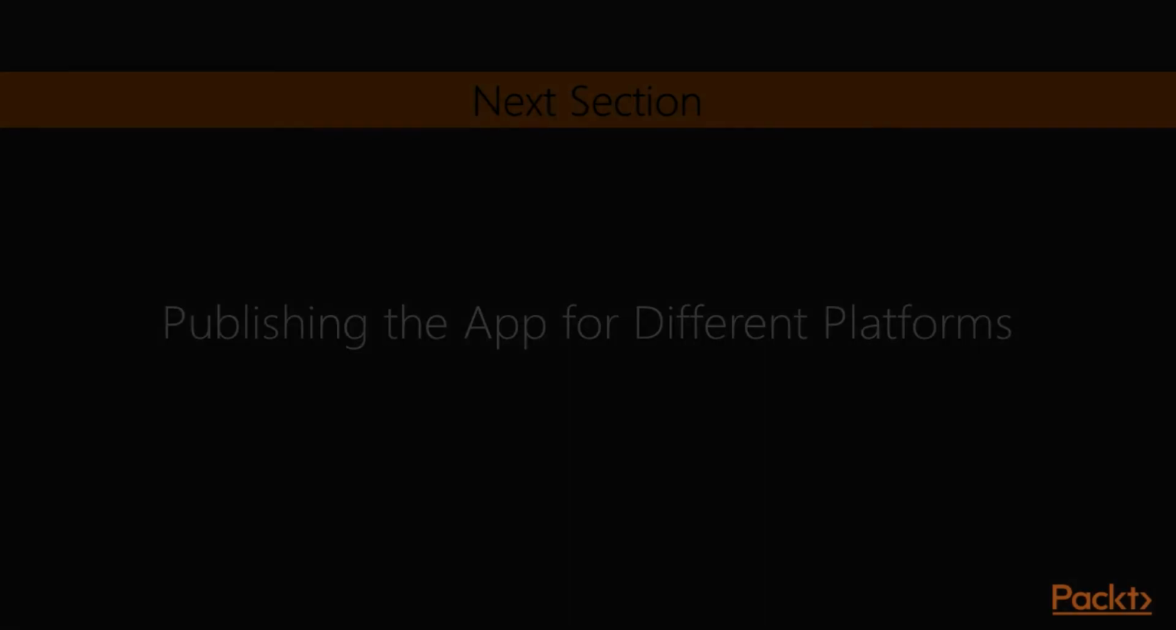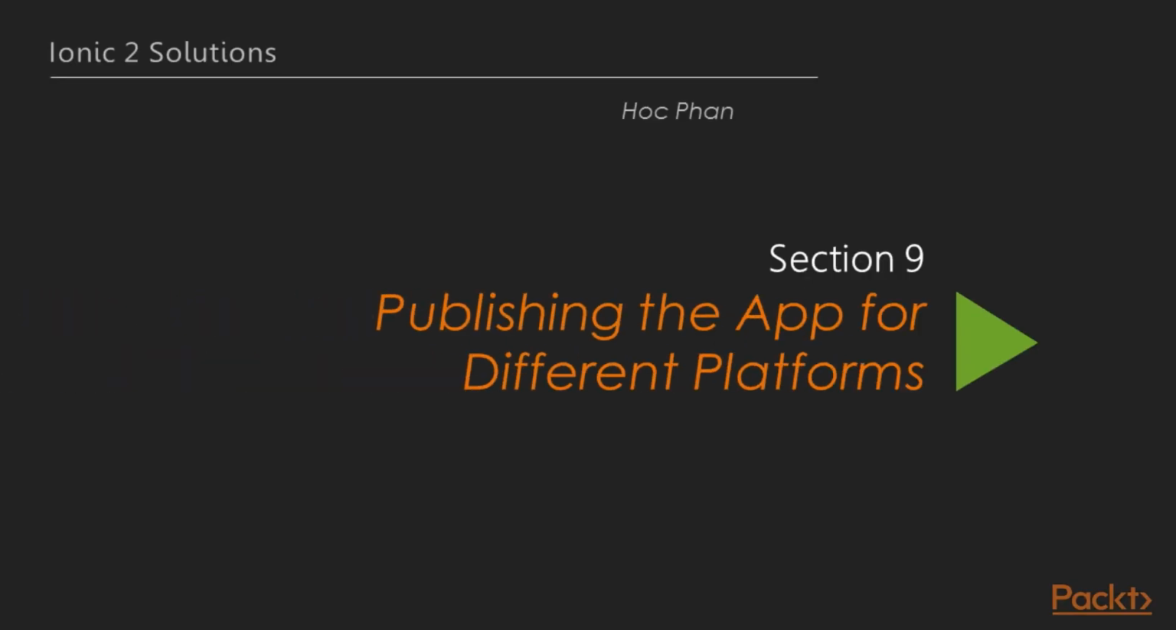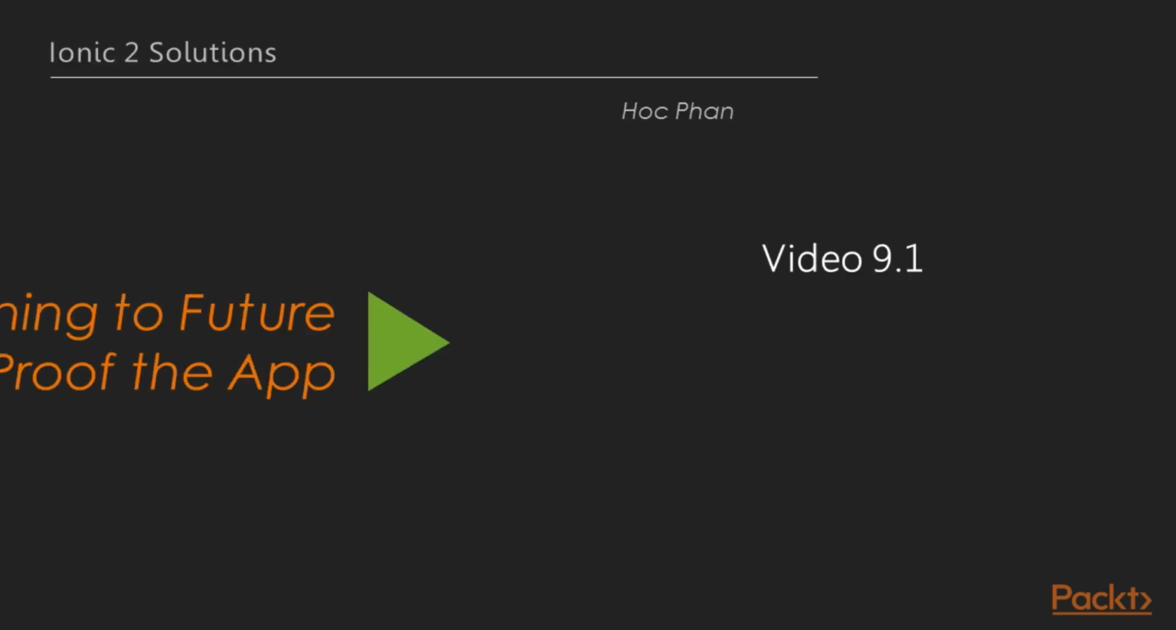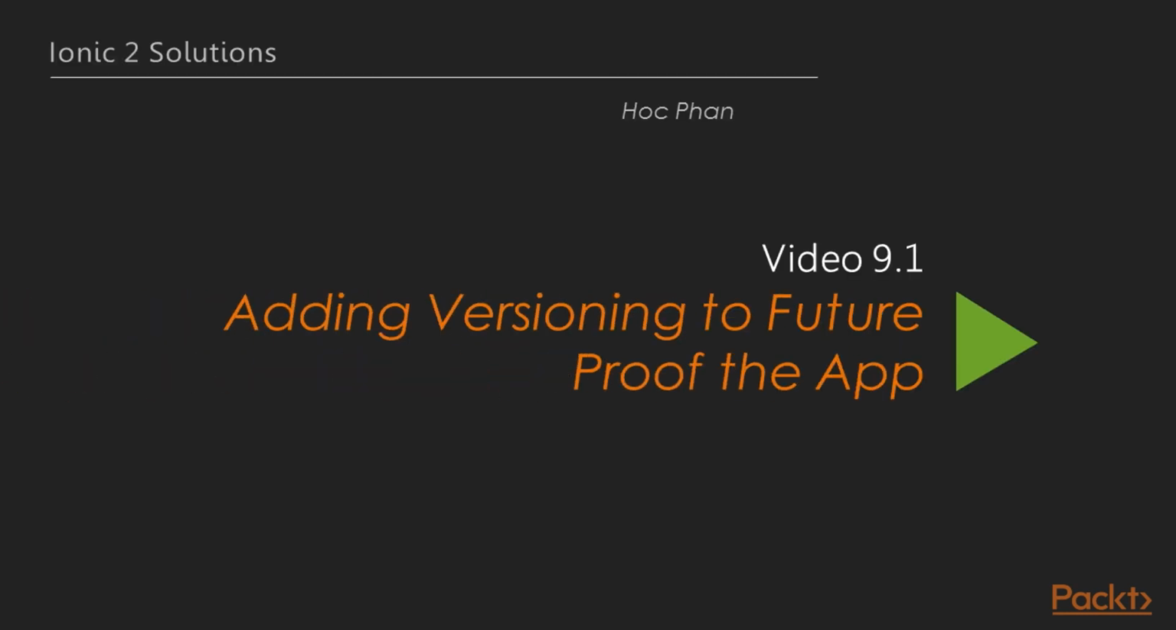See you there. Hello, we're at the last section of the course, publishing the app for different platforms. In this section, we'll cover tasks related to publishing and future-proofing the app, such as adding versioning to future-proof the app, building and publishing an app for iOS, building and publishing an app for Android. Now we move on to the first video of this section that deals with adding versioning to future-proof the app.